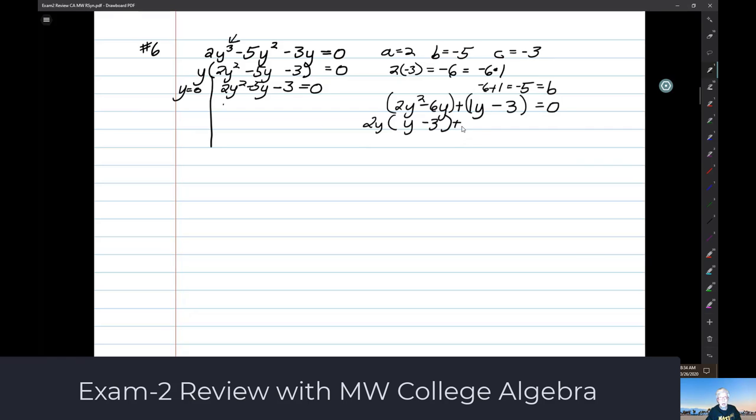Now, these two terms do not have a GCF, except positive 1, because minus 3 is the same thing as minus 3 times 1. So 1 can always be a greatest common factor. So it's 2y times y minus 3, plus 1 times y minus 3, equals 0. Now you've got a y minus 3 on the left of the plus sign, a y minus 3 on the right of the plus sign. y minus 3 in parentheses now is your GCF. So I pull that out, times the leftovers, which are 2y plus 1.